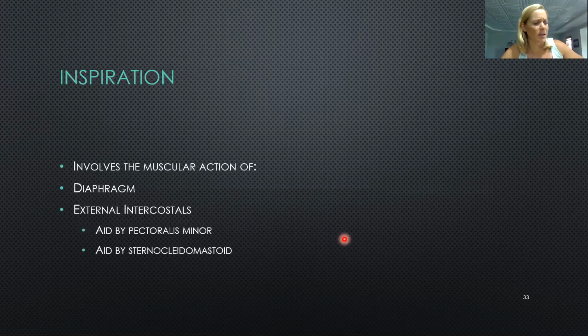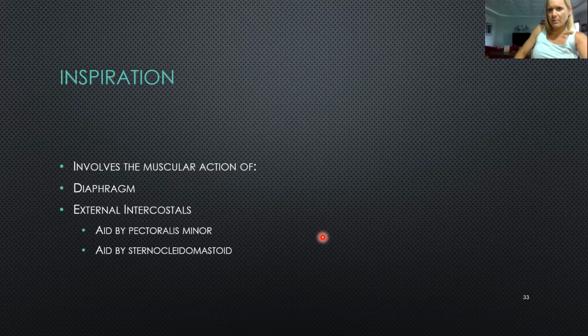So let's take a look at how this actually works. Okay. Inspiration involves muscular action of the diaphragm, external intercostals, and we're getting some aid from pec minor and sternocleidomastoid, okay? So what do each of these muscles do, and how is this related to inspiration, okay? So the diaphragm is, let's see if you can see me here, up underneath our ribs, right? It sits right under the lungs.